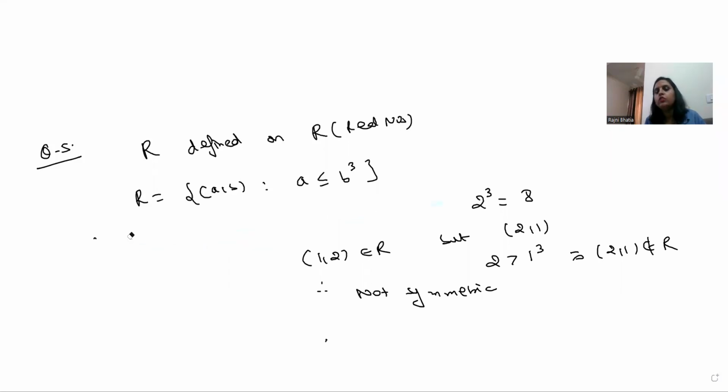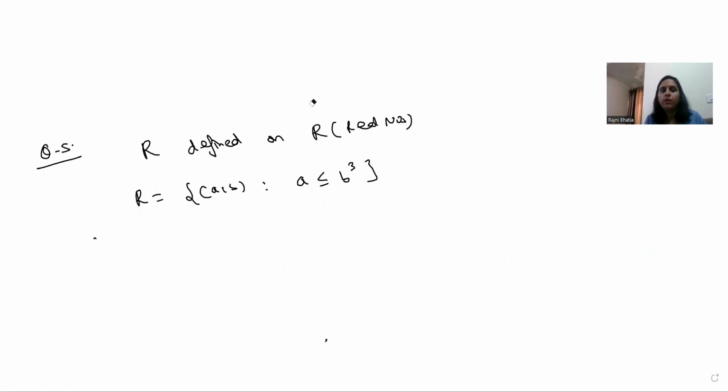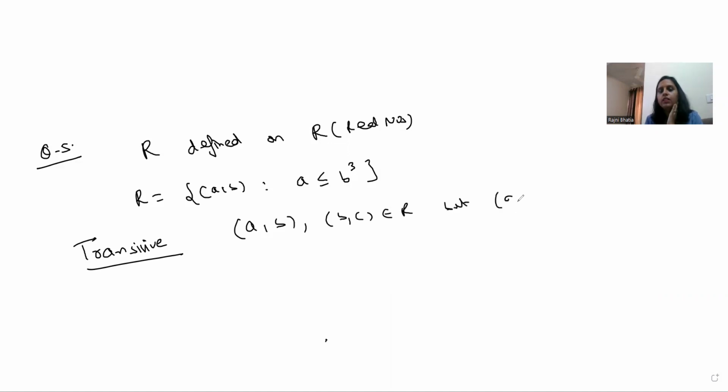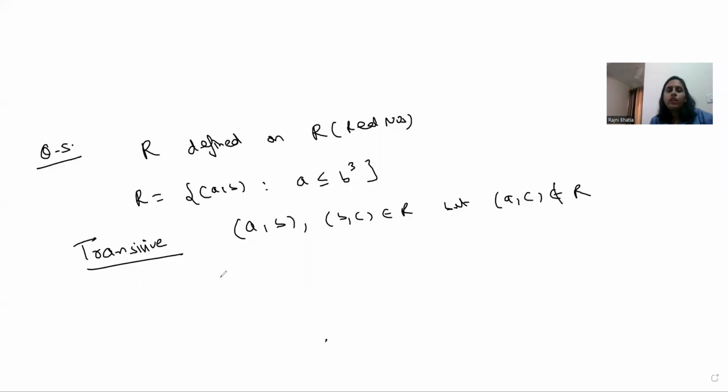For transitivity, we need to show that A comma B belongs to R, B comma C belongs to R, but A comma C does not belong to R. For transitivity, we'll take the example in such a way that A comma B and B comma C belong to R, but A comma C does not belong to R. So we have to think of an example like that. For transitivity, we will take an example.